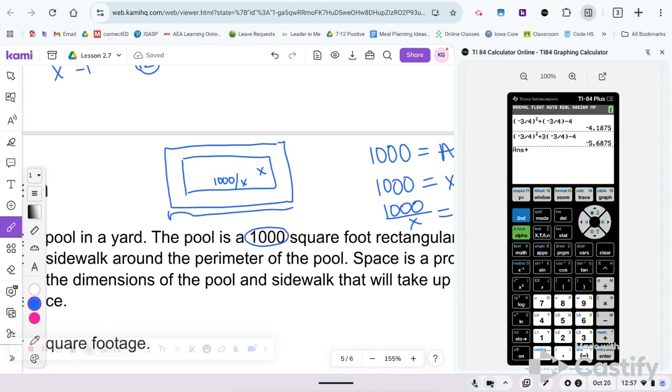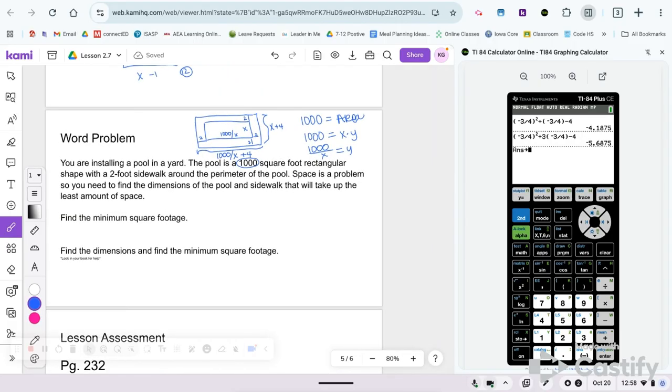Now, I know that the length of the pool here then would be 1,000 divided by x plus 4, because I have a 2-foot sidewalk here and a 2-foot sidewalk there. And then my width here is going to be x plus 4, because again I have a 2-foot sidewalk here and a 2-foot sidewalk there. So my total area of my pool and sidewalk will be x plus 4 times 1,000 divided by x plus 4.